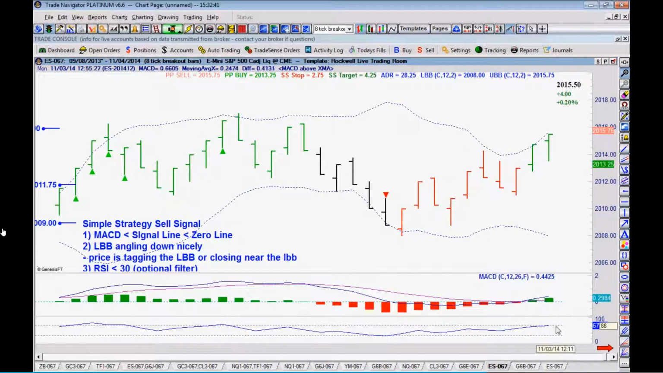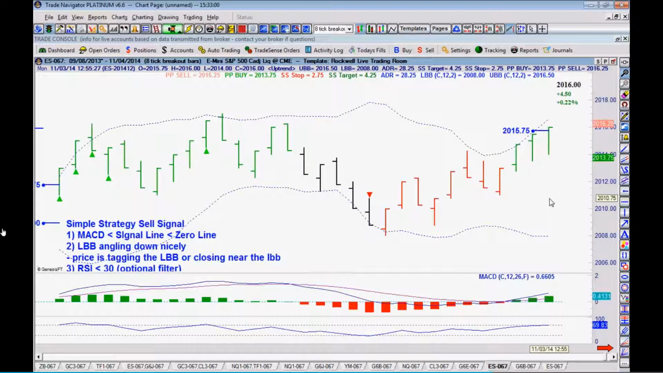On the next bar, we get into the trade. We see that we still don't have RSI above 70, but once we're in the trade, we now need to place our exits. Based on the average daily range, we're using a 2 3/4 point stop loss. That would be 11 ticks, or $137.50. And we're looking at a 4 1/4 point profit target. So a 4 1/4 point profit target would put us up here at 2020.